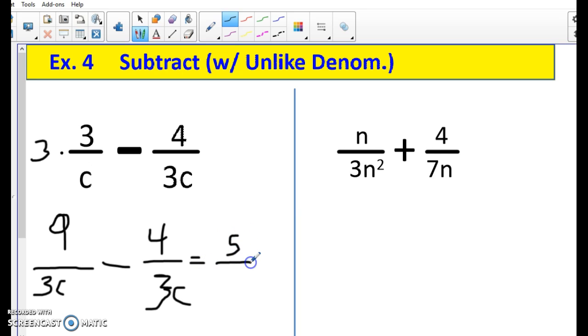Be aware in case you have to multiply something just like that problem, you're multiplying to get the common denominators so that you can combine the like terms.